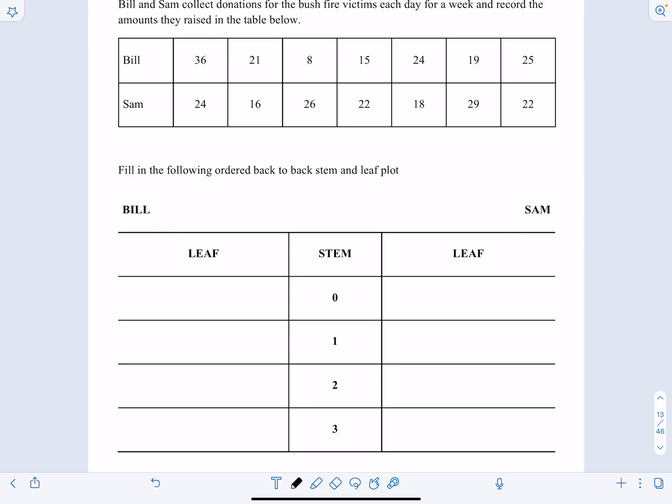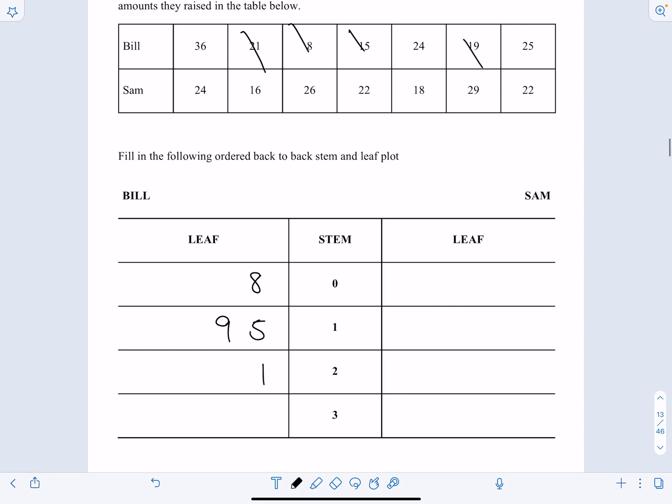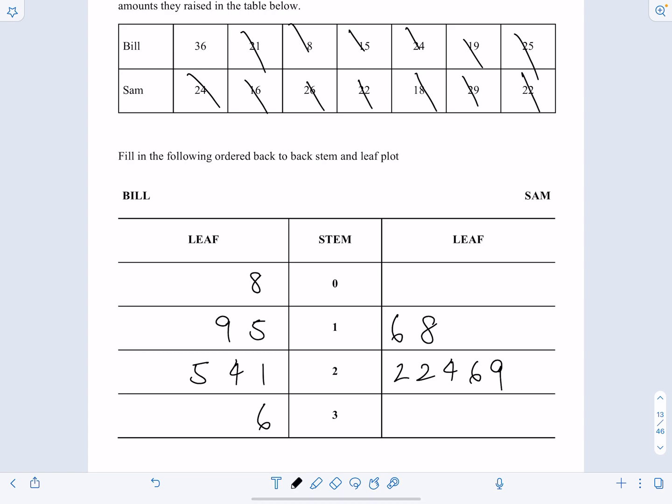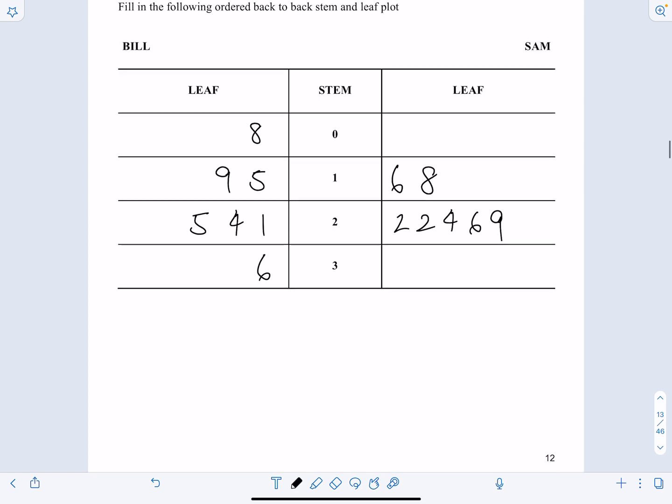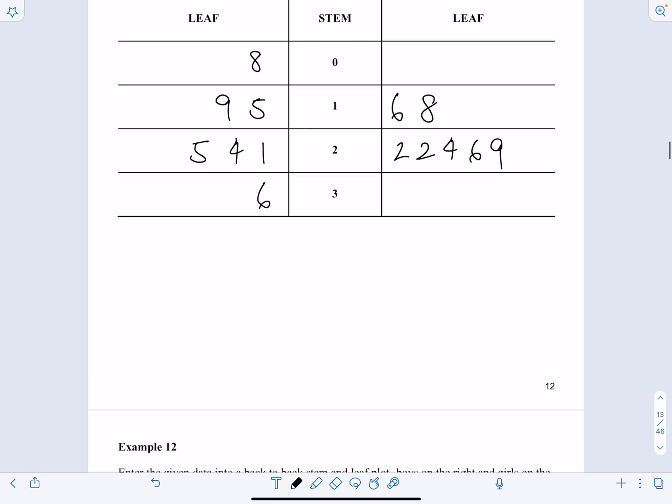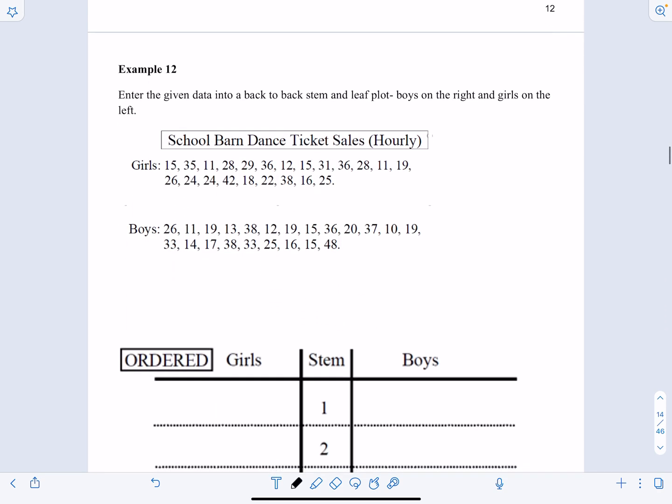So the smallest number is 8. Then we have 15, then 19, then I have 21, 24, 25, and then 36. Now on this side I have 16, 18, and then 22, 22, 24, 26, 29. And that's all our numbers and nothing in the 30s. And that's it.